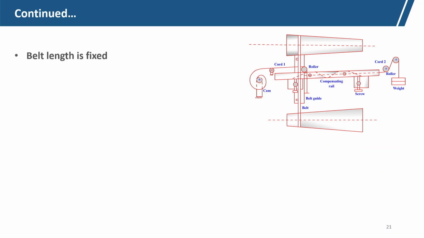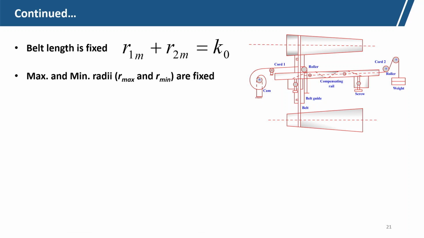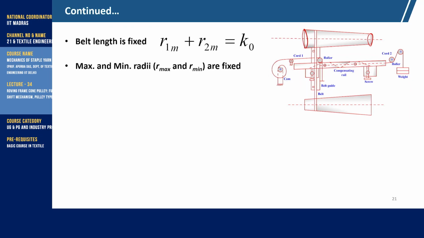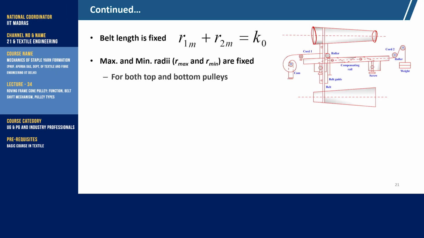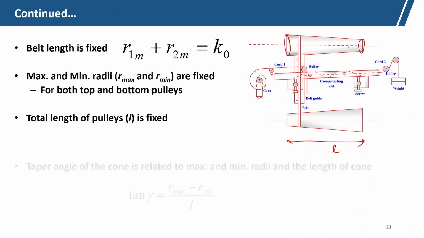The belt length is fixed, so R1m plus R2m equals K0. So, the maximum and minimum radii, R max and R min, are also fixed. In this case the maximum and minimum diameters are fixed for both the top and bottom cone pulleys. The total length of the pulley is also fixed. So, from there we can calculate the conicity.